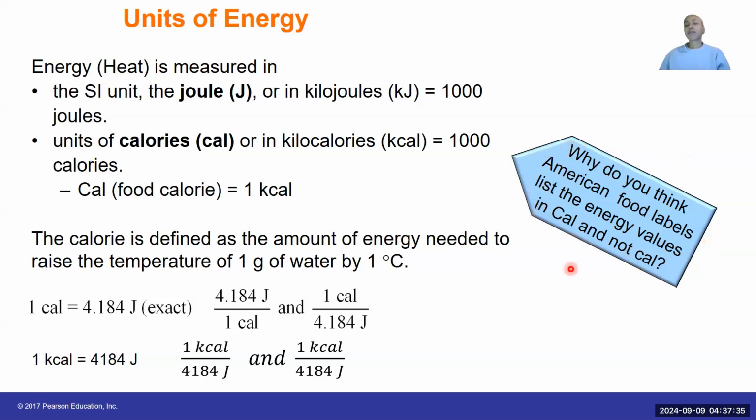So American food labels use this capital CAL mainly because, can you imagine if you had a 100 calorie snack and it said 100,000 calories? That's essentially what that means. And so a lot of food items that come from different countries use the kilojoule instead.